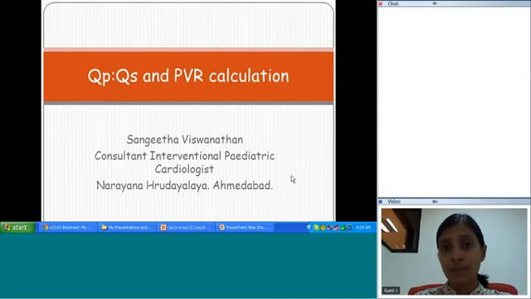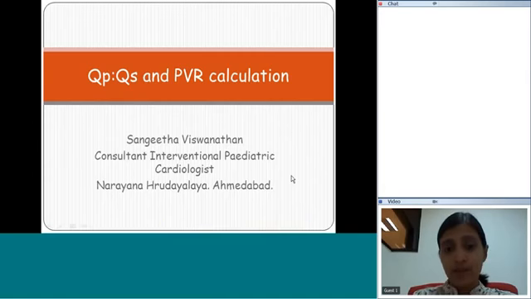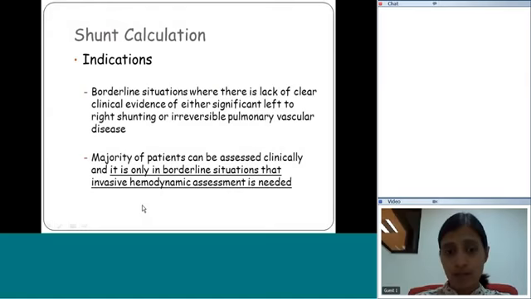Okay, so let us hope that the slide thing works. Fantastic. So I think the first thing we need to know is when do we do these calculations? When is it indicated to calculate QpQs and PVR?